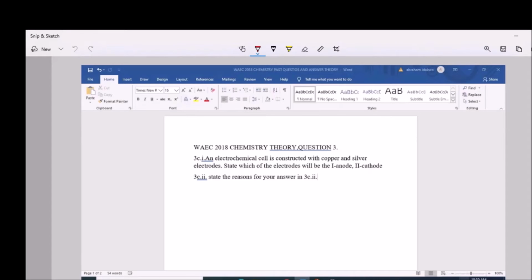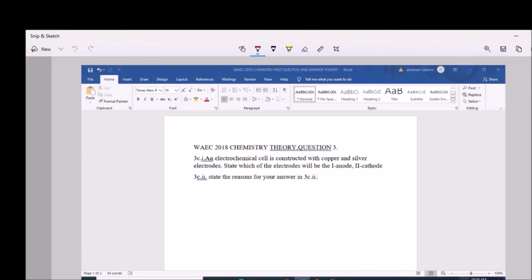Hello, welcome to WAEC 2018 Chemistry Theory Question 3. 3C Roman figure 1. The question says an electrochemical cell is constructed with copper and silver electrodes. State which of the electrodes will be (1) the anode, and (2) the cathode. Then 3C Roman figure 2: state the reasons for your answer in 3C Roman figure 1.